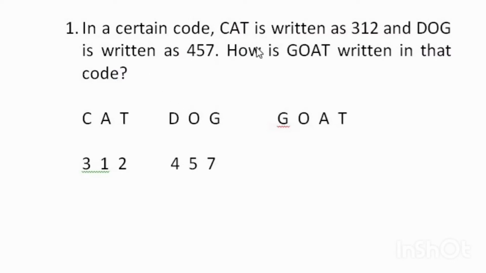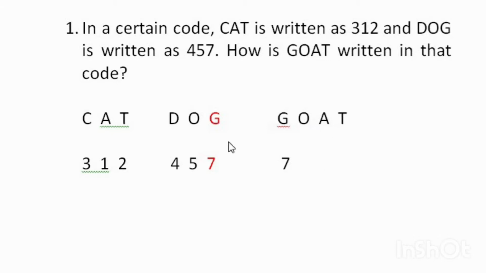In the first question, cat is written as 312. That is, the code for C is 3, the code for A is 1, and the code for T is 2. And similarly, the code for dog, that is, the code for D is 4, O is 5, and G is 7. So from these two words we can code God, right? So the code for G is 7.